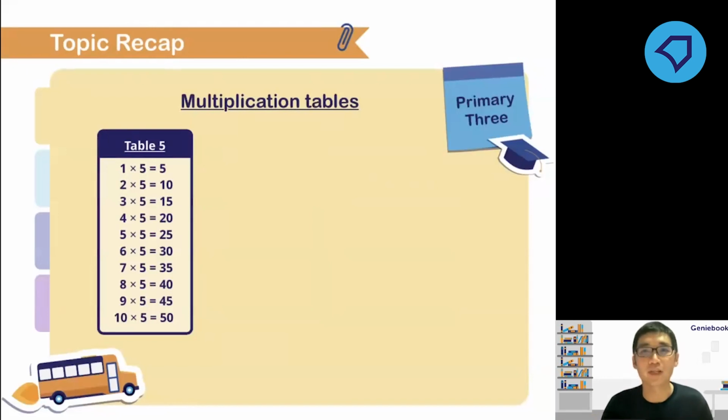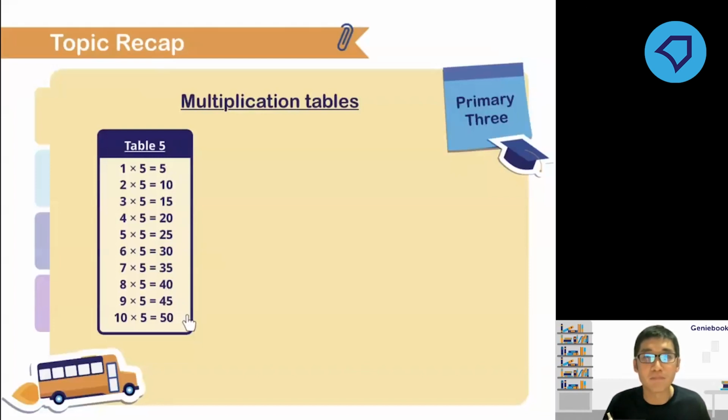Okay, so we have 5, 10, 15, 20, 25, 30, 35, 40, 45, and 50. All right, up to 10 multiplied by 5. Do you guys get all this correct? And again, you notice there's a pattern. Multiples of 5 either end with 5 or end with 0. That's why the multiplication table of 5 is very easy to recite.